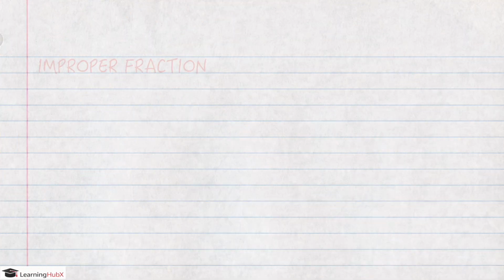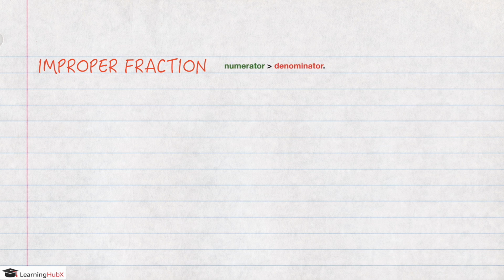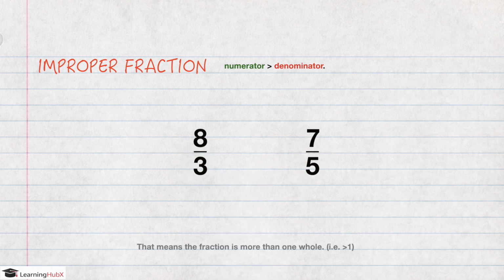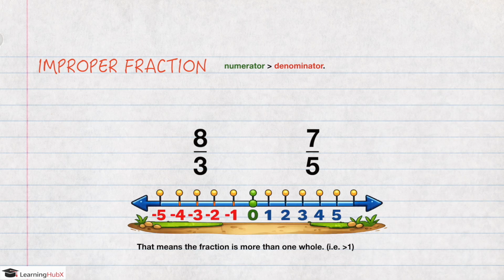Next, we will look at improper fractions. An improper fraction is a fraction where the numerator is greater than the denominator. For example, 8 over 3, 7 over 5. Now, think about this carefully. If the numerator is bigger than the denominator, that means we have more parts than 1 whole. So these fractions must be greater than 1. Now, here's a question for you. Where do you think they should be placed on the number line?